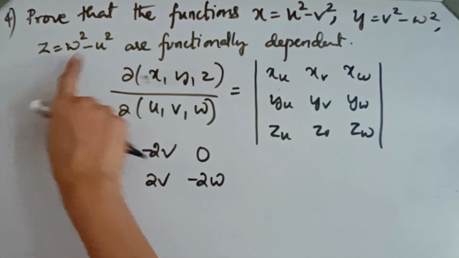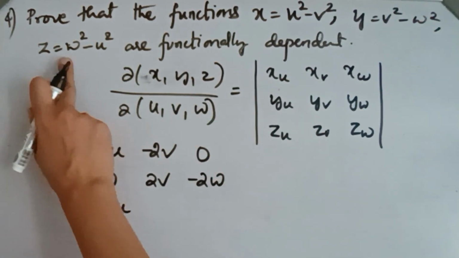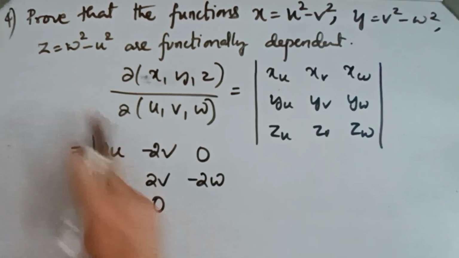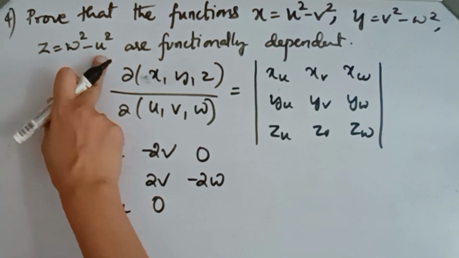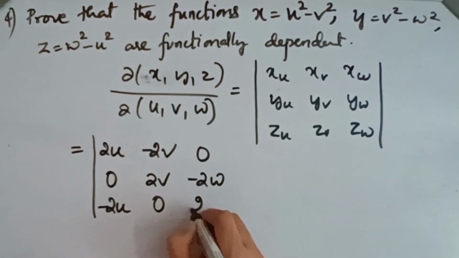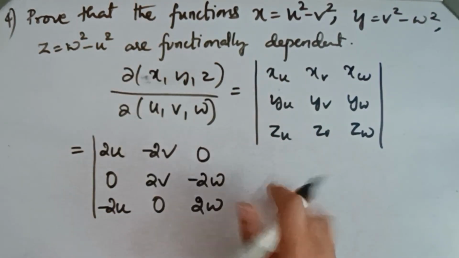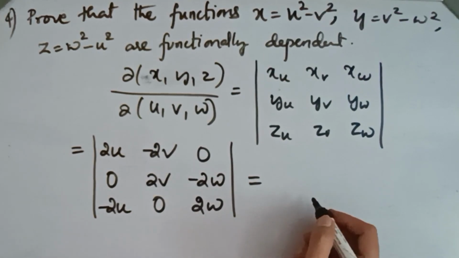Similarly, for z with respect to u, that is minus 2u, zv with respect to v, there is no v term. Therefore, these two are treated as constants. Derivative of constant is 0. Zw means 2w. W square derivative is 2w. U square derivative anyway 0. So now evaluate this determinant.